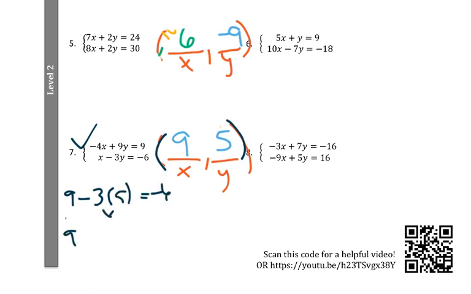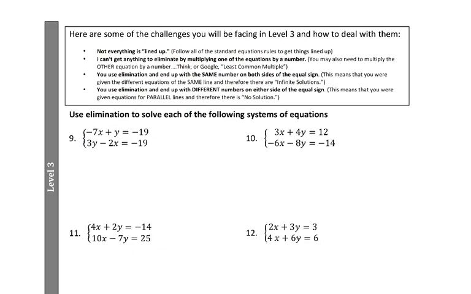3 times 5 is 15, so 9 minus 15 should equal negative 6. And yep, 9 minus 15 does equal negative 6. So we're in good shape. This one was the right answer. Okay, let's go on to the back side.